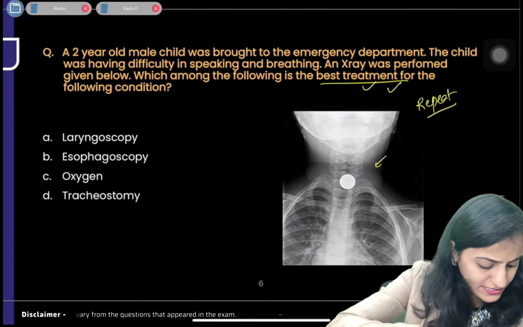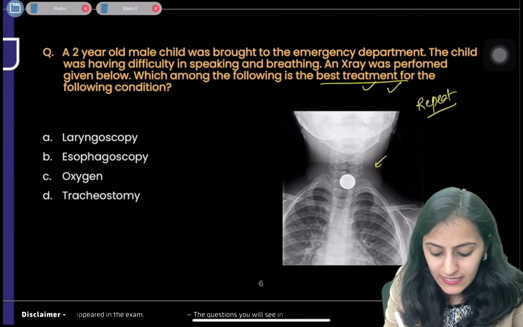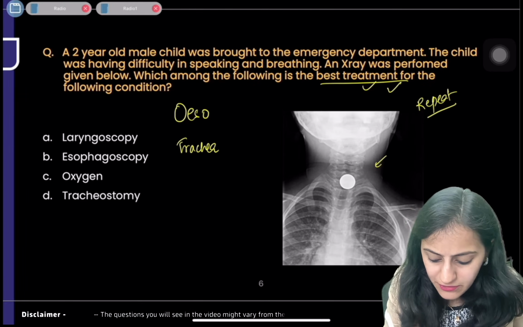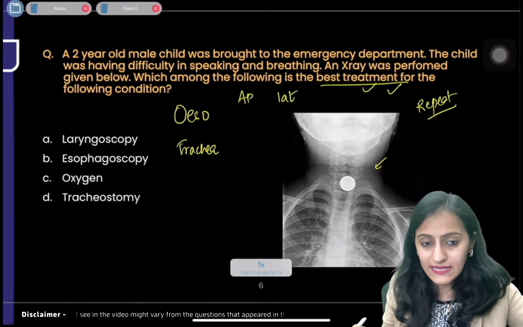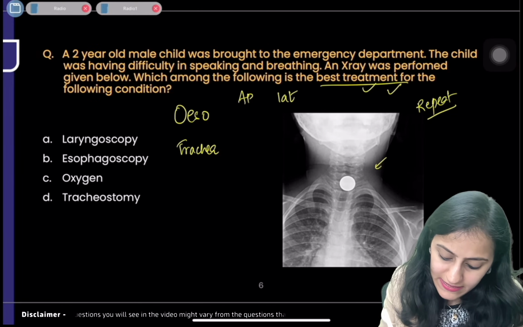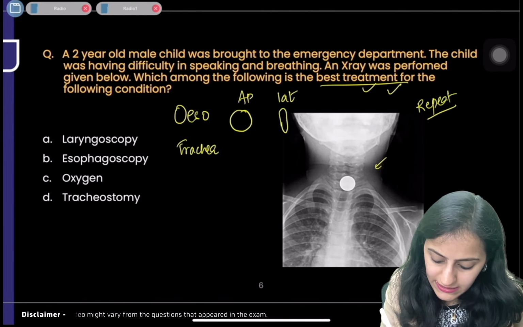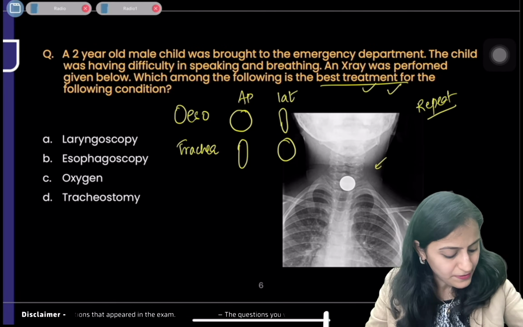So what did we see here? What we saw here is esophagus versus trachea. In the esophagus, AP view is circular, lateral view is slit-like. Trachea is opposite, AP view is slit-like, lateral view is circular. Okay.